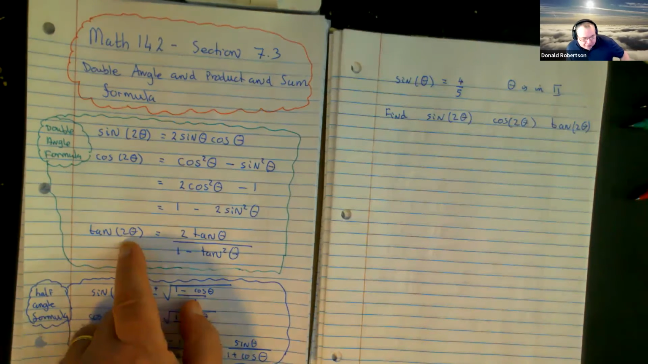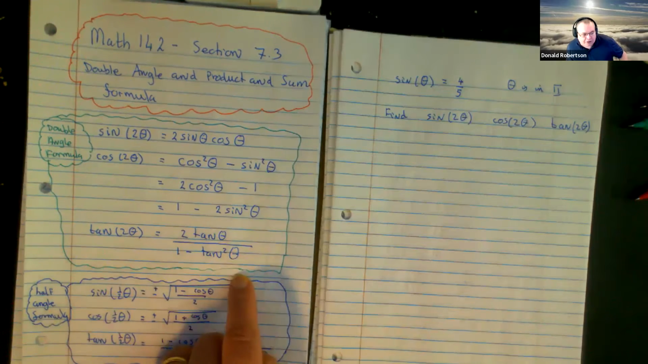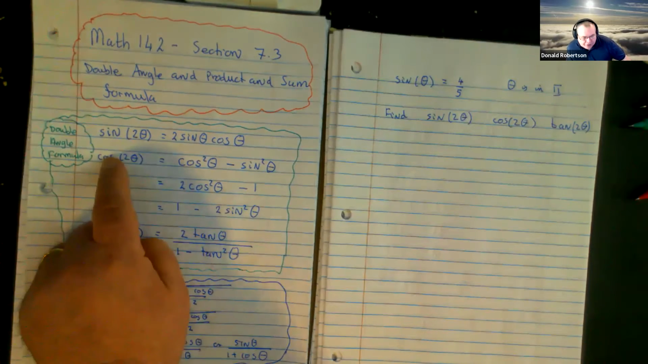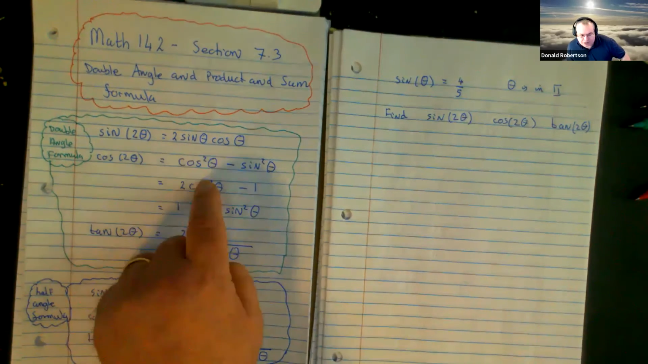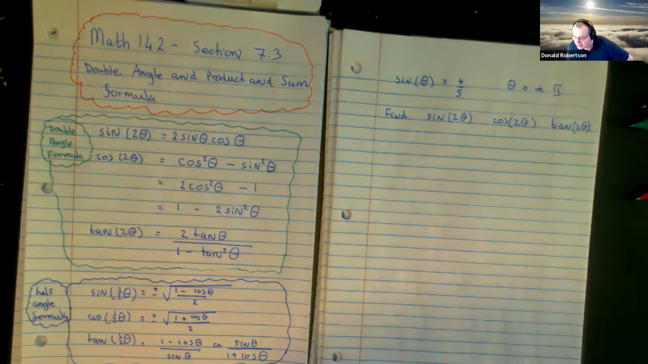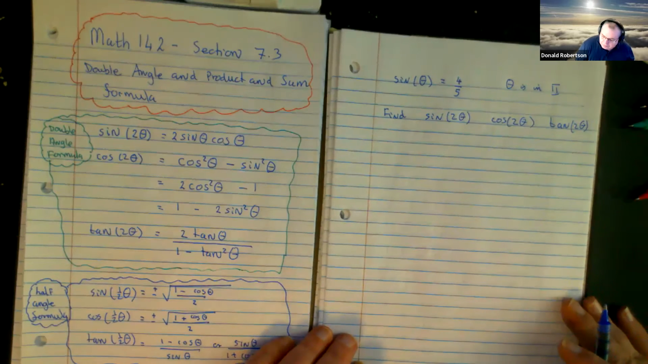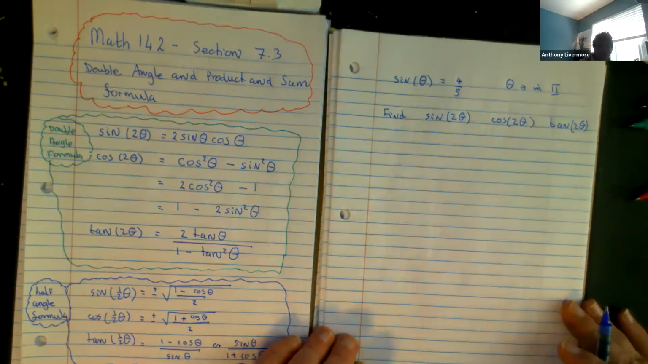And the tangent of 2 theta only has one formula. So the odd one out here is that the cosine of 2 theta has 3 equivalent formulas, all work. You can pretty much pick whatever you like. If you get bored, pick the second one, just to be different. Are we good? Right. Yeah, thank you.